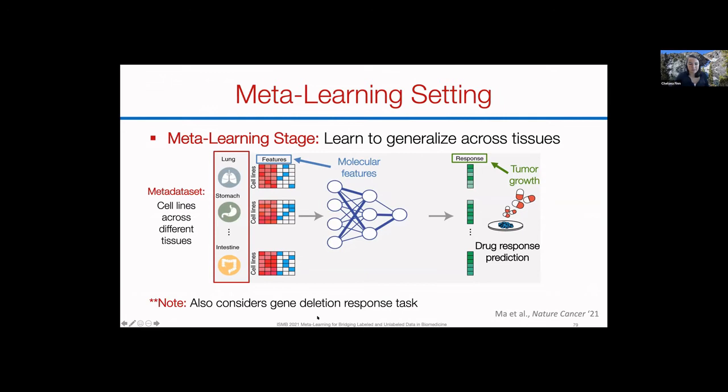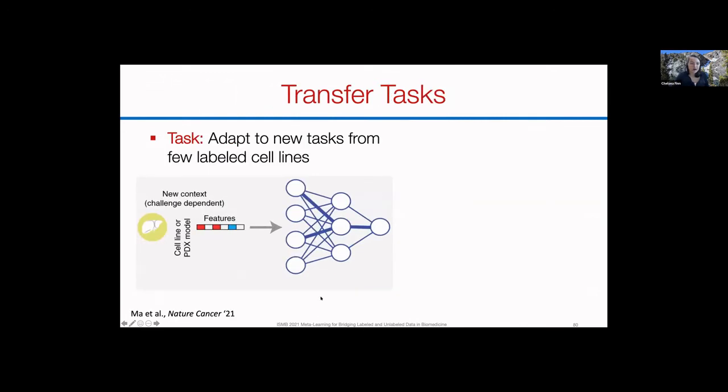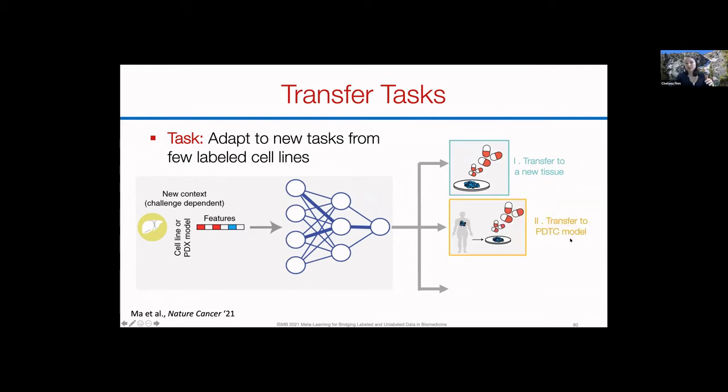And so the goal is to adapt to new tasks from a few labeled cell lines in a new tissue or in a new context. And so, like I mentioned before, there are these 3 transfer scenarios. Once we do the meta training process, we'll either want to transfer to a new tissue, transfer to a PDTC model, or transfer to a PDX model.